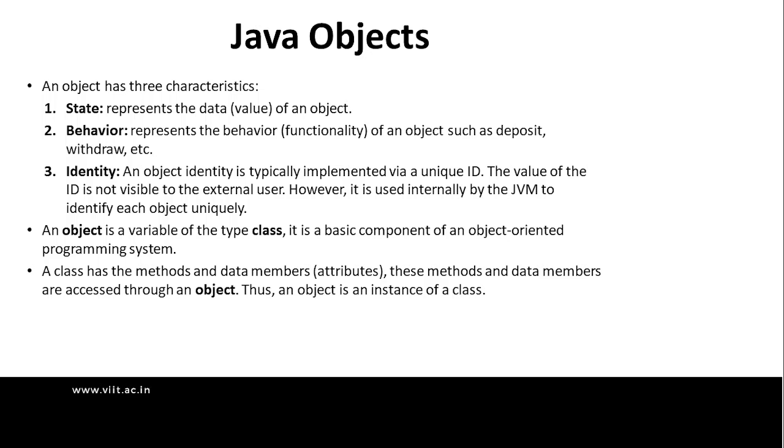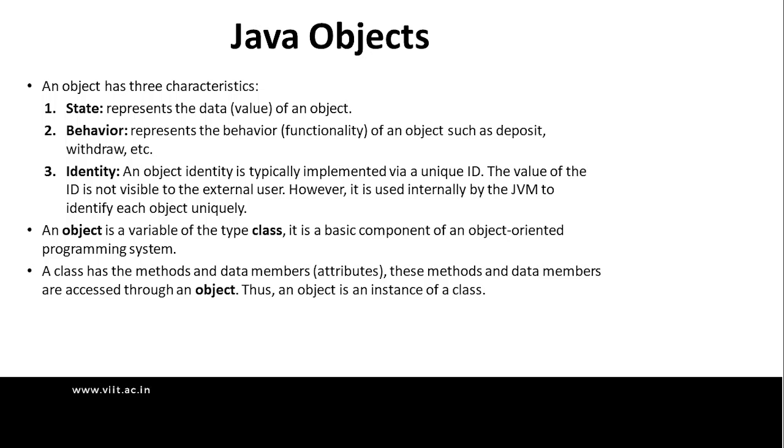So that what is a Java object? An object has three characteristics. That is state, which represents the data values of the object. Then behavior, which represents the behavior of an object such as deposit, withdraw. Then identity, and object identity is typically implemented via a unique ID. The value of the ID is not visible to the external user. However, it is used internally by the JVM to identify each object uniquely.